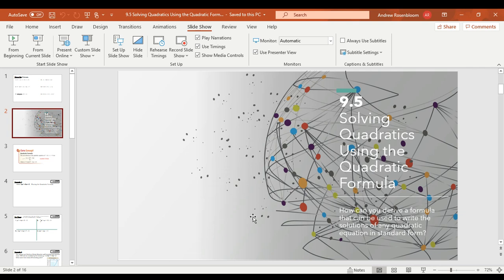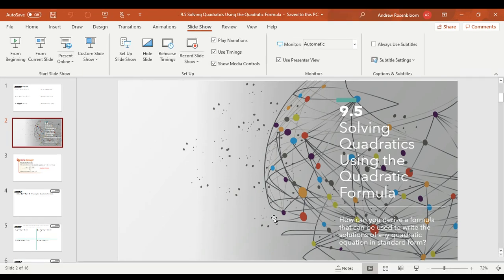Hi guys, we're going to continue in our solving of quadratic functions. We've actually skipped over section 9.4, which is solving by completing the square. And we're going to move on to lesson 9.5, which is solving quadratics using the quadratic formula. So let's take a look at that.